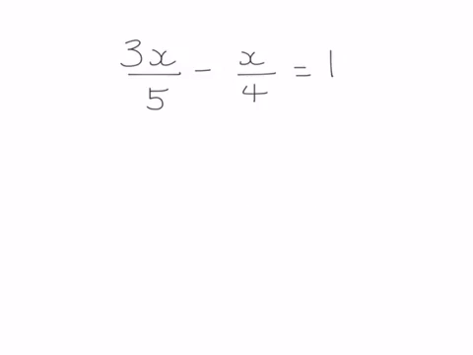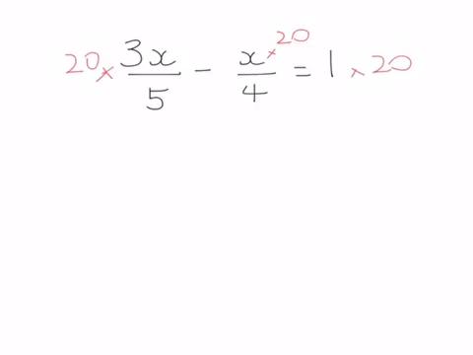This equation has got two different denominators, a 5 and a 4. Now, to get rid of both of those at the same time, we multiply them by a number that both 5 and 4 go into. The smallest of that is 20. So I'm going to multiply every term in my equation by 20.